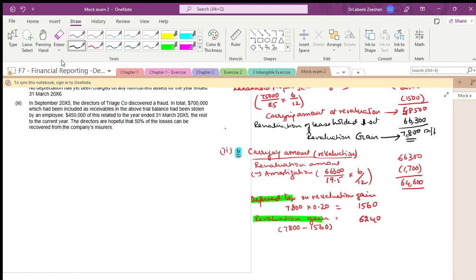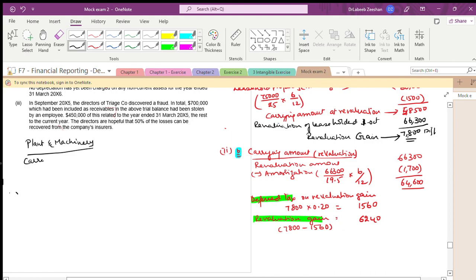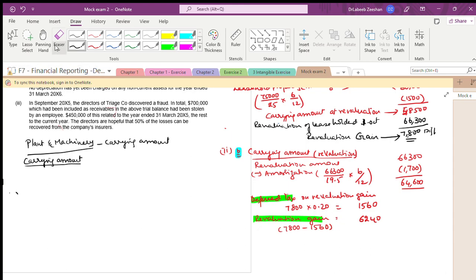Plant and machinery. What is the carrying amount? I will write here only carrying amount. Why should I waste space? I need space. Fine.